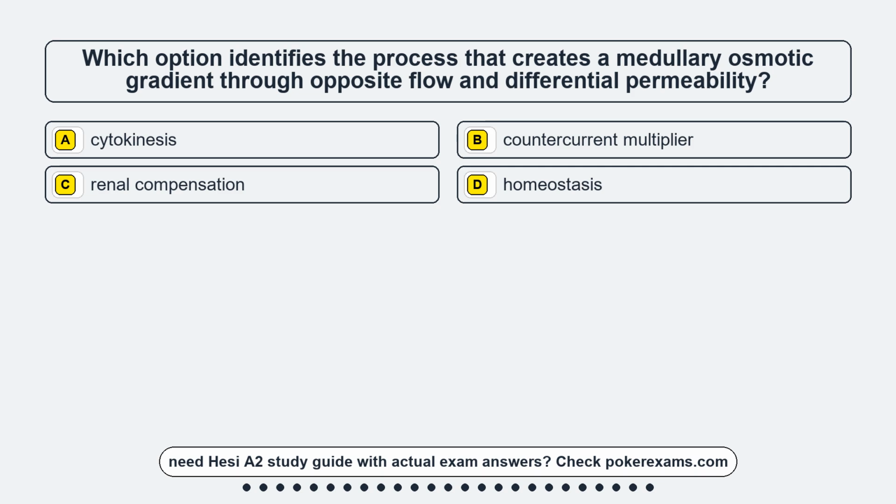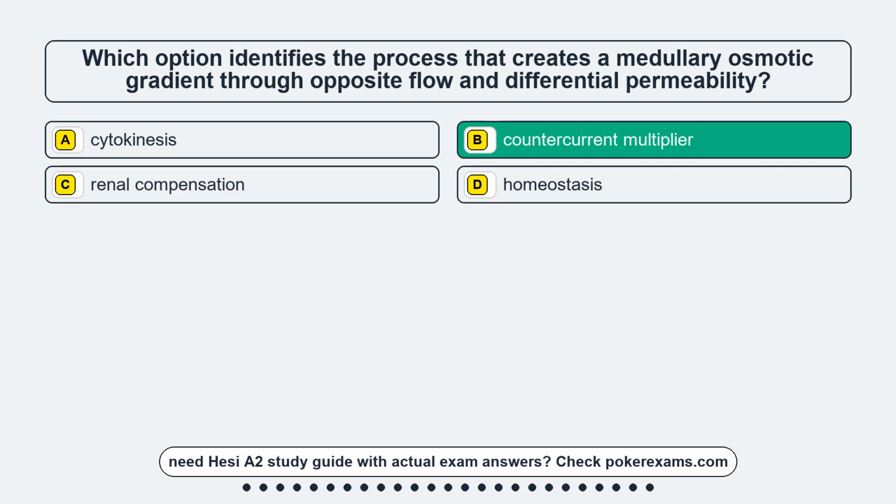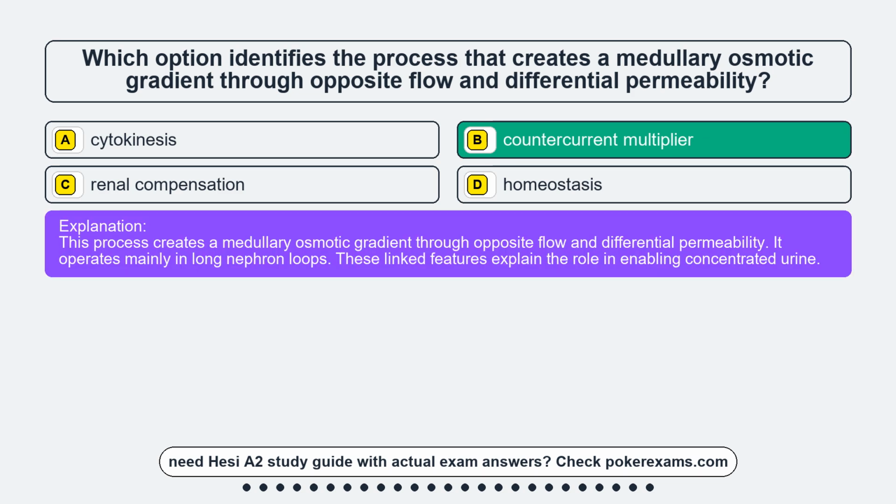Option D, homeostasis. The correct answer is option B, countercurrent multiplier. This process creates a medullary osmotic gradient through opposite flow and differential permeability. It operates mainly in long nephron loops. These linked features explain the role in enabling concentrated urine.